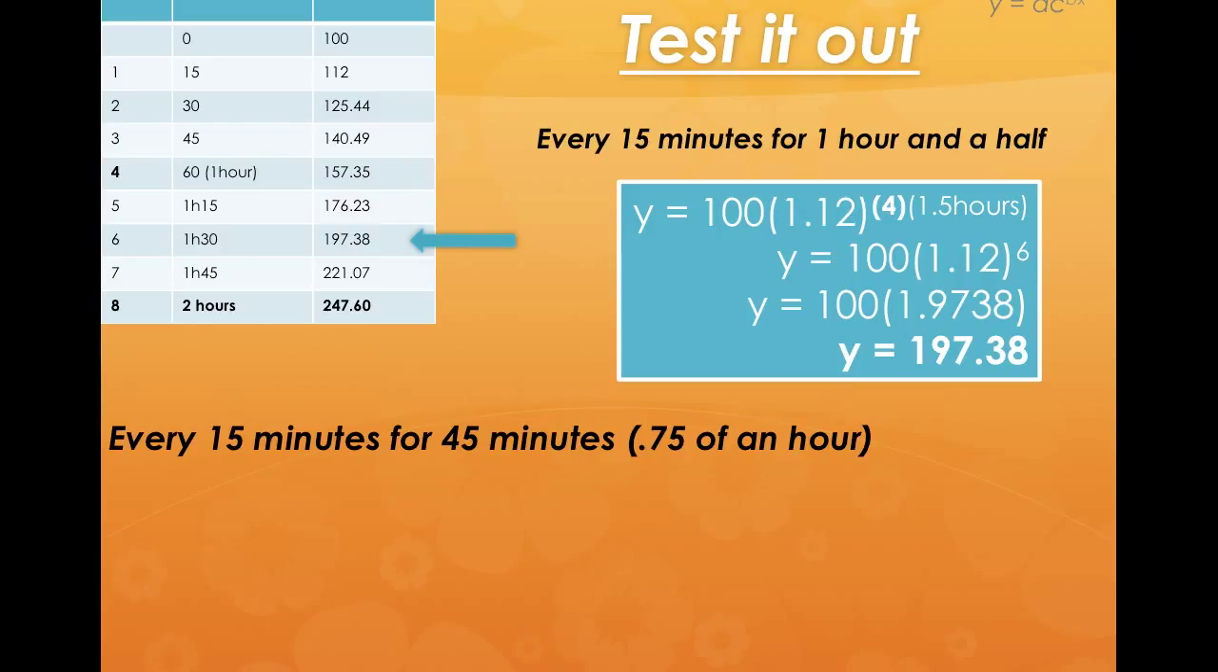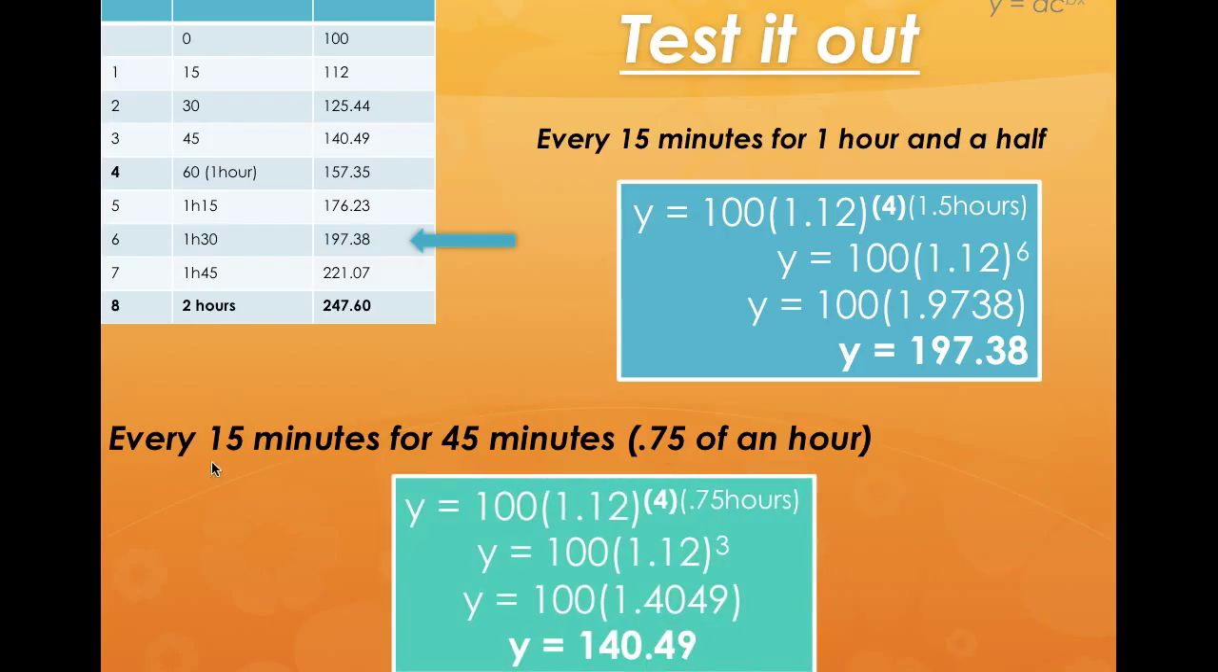What if I tell you that bacteria grows every 15 minutes for 45 minutes? 45 minutes is 75% of an hour, or 0.75 of an hour. So knowing that 15 minutes happens 4 times in an hour, we keep our 4, and in this case we change our X. Our X is 0.75. And if we do the work, our Y will be 140.49, and if we double check back on the graph that we made, at 45 minutes, in fact, there are 140.49 bacteria.